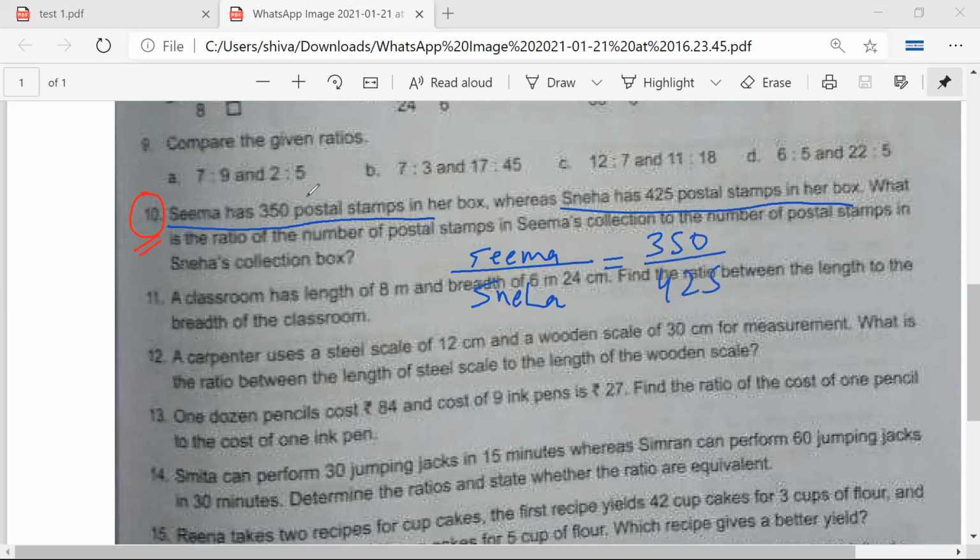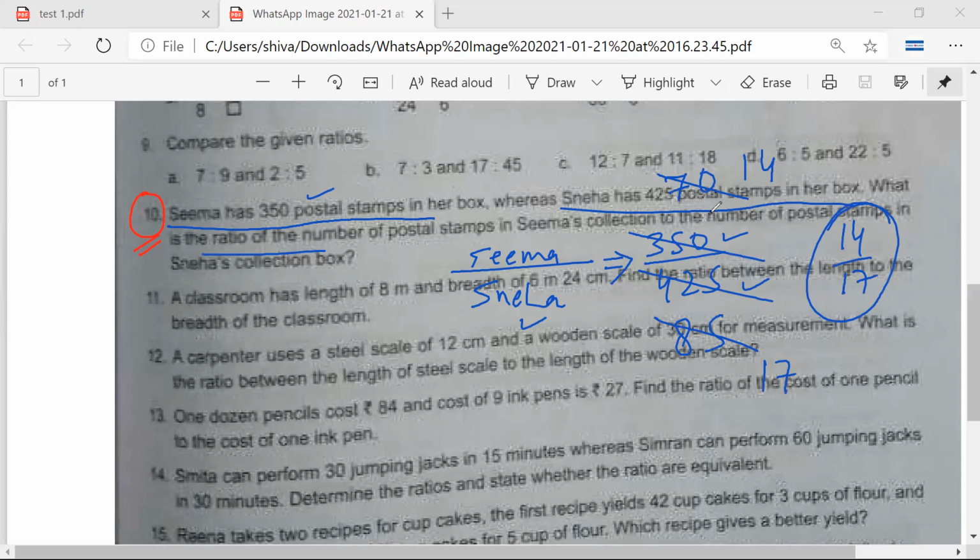So, Seema has 350 postal stamps. Sneha has 425 postal stamps. All I need to find is the ratio. For finding the ratio, I'll divide 350 by 425. I'll start cancelling. An easy way to cancel is by 5: 5 sevens are 35, 5 eights are 40, 5 fives are 25. Again I can cancel by 5: 5 ones are 5, 5 fours are 20, 5 ones are 5. So it is 14 by 17.